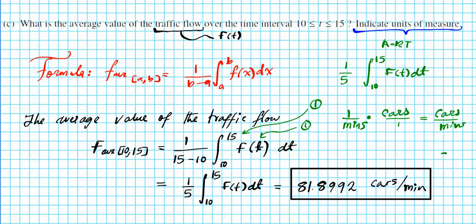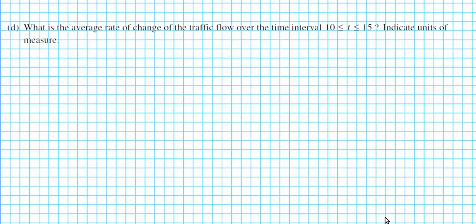And then you get the final third point for writing down your answer with the correct units. Total of 3 points for question number 1C. All right, let's take a look at question 1D. It says, what is the average rate of change of the traffic flow over the time interval 10 less than or equal to t less than or equal to 15?